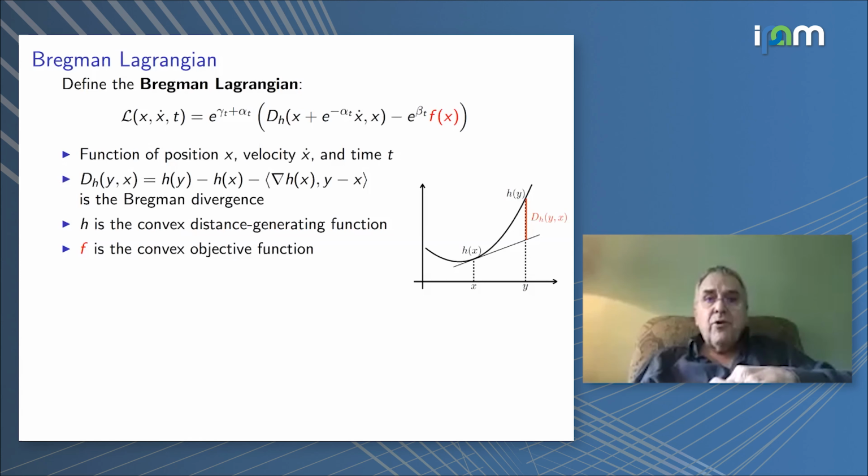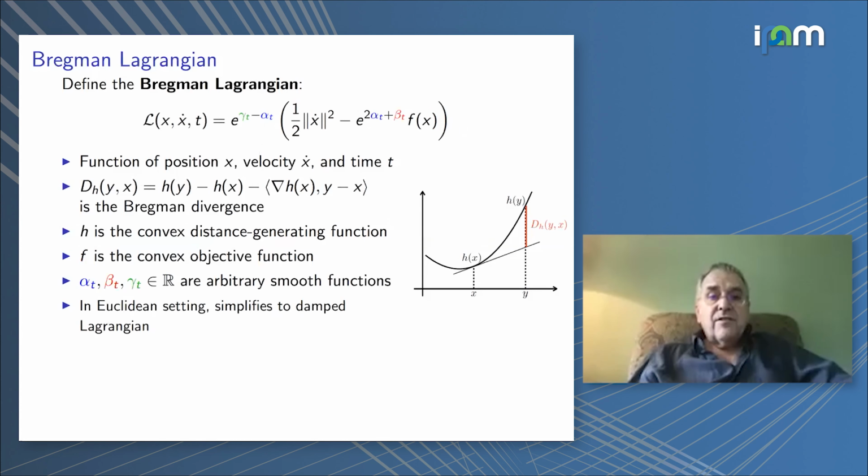It compares where you are, x, and where you're going towards, x plus time-scaled x dot. So it's kind of elasticity. And then you subtract off the function you're trying to go downhill on, f, kind of like a potential. In fact, if h is quadratic here in the Bregman divergence, the first term reduces to 1/2 x dot squared. So this is really a literal classical Lagrangian. Now it's time varying.